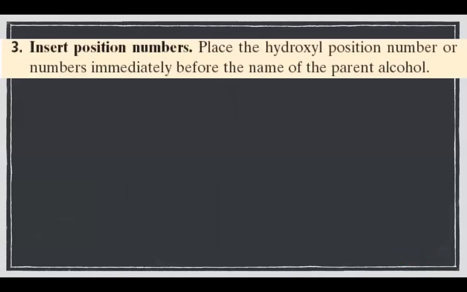So you're going to place the hydroxyl position number or numbers immediately before the name of the parent alcohol. Of course, you can always do the way that I showed you last week, which is putting it right before the suffix. So you could have butan-2-ol or 2-butanol, depending on whichever one you were comfortable with.